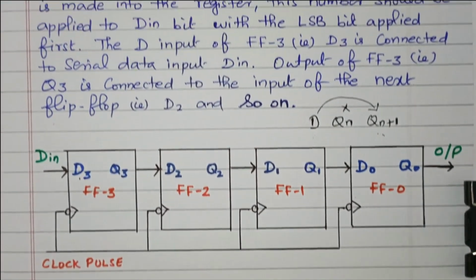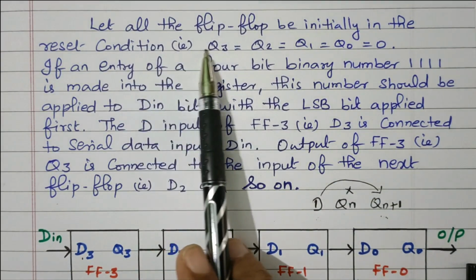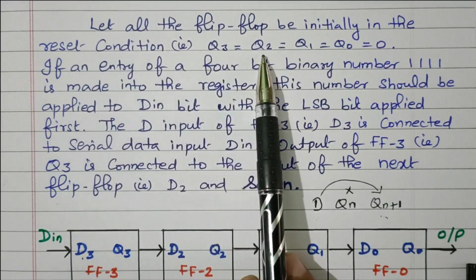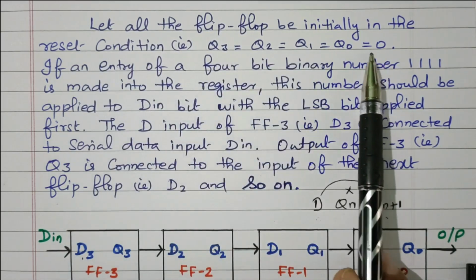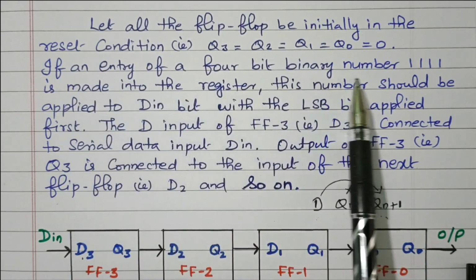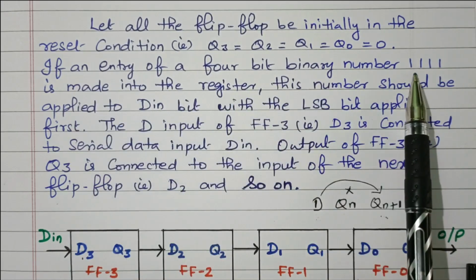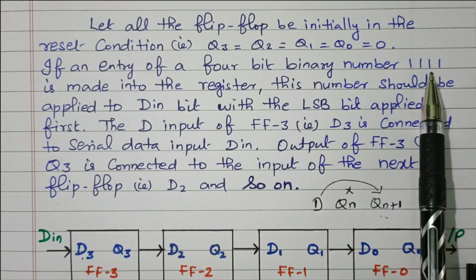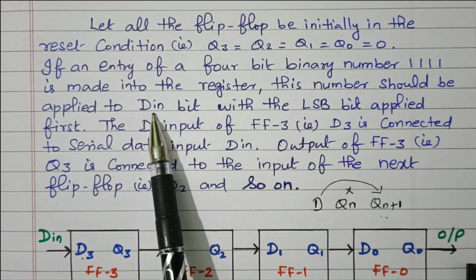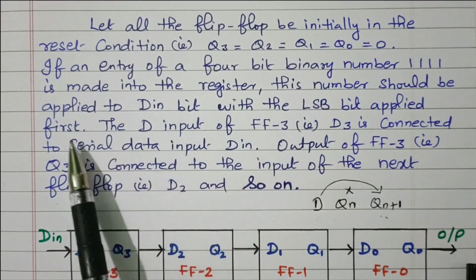Now we'll see the description. In all the flip-flops, initially they are in the reset condition. That is Q3, Q2, Q1, Q0 is 0. Reset condition, it is 0. If an entry of the 4-bit binary number 1111 is made to the register, we need to store the data 1111. 4 ones need to be stored in the 4 flip-flops. This number should be applied to D in. D in is the first input, with the LSB applied first.